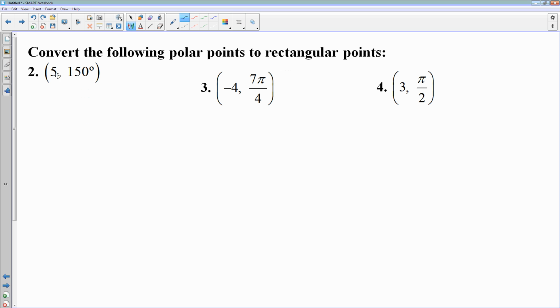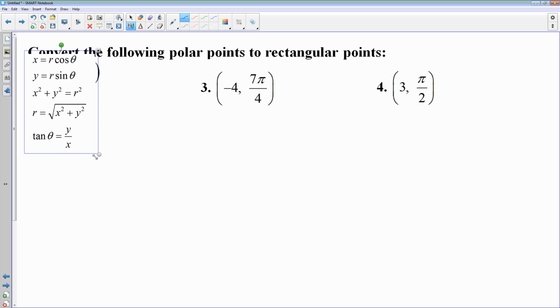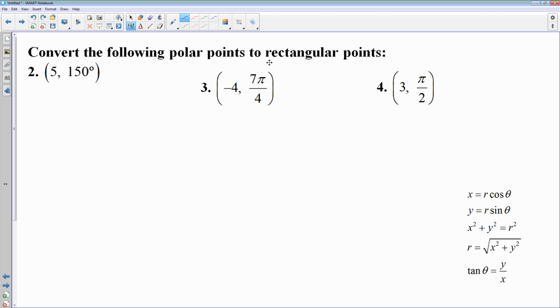And let's convert these 3 polar points into rectangular. That means we have an r and a theta, and I want to convert to x and y. Now, assuming you haven't already memorized those formulas, I'm going to paste them right here just for us to be able to peek at. You do need to get to where you have that memorized. But these are the formulas we're going to use. If I have polar points to rectangular, that means I want to go from r theta to x y. That's my goal here.